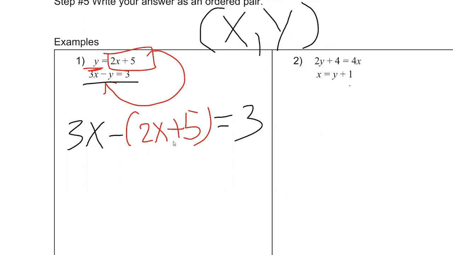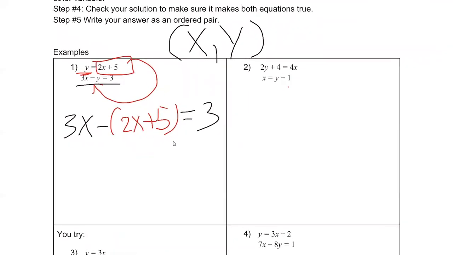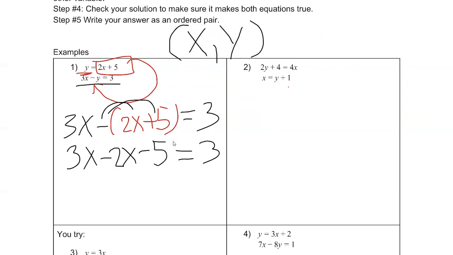The reason why is now this equation, instead of having two variables like x and y, just has x's. So we can solve this equation. So we need to do a little bit of our algebra skills. We're going to distribute this minus sign. So that would be minus 2x. That would make that plus 5 a minus 5. This is going to equal 3.